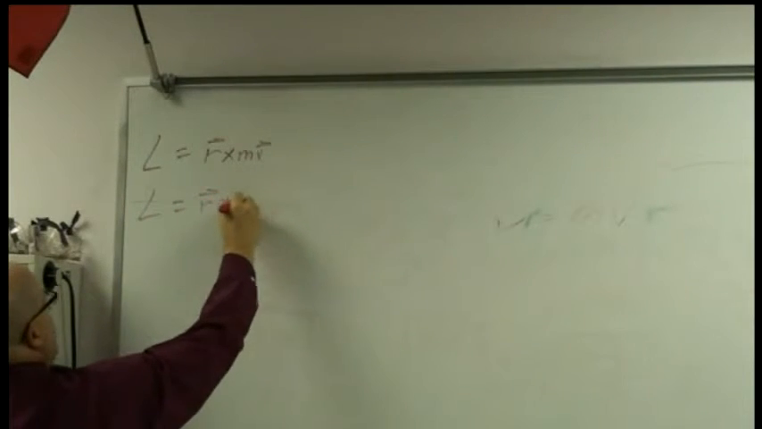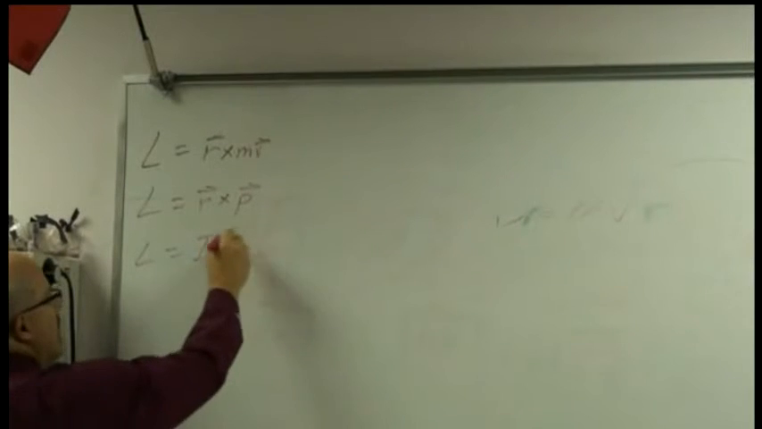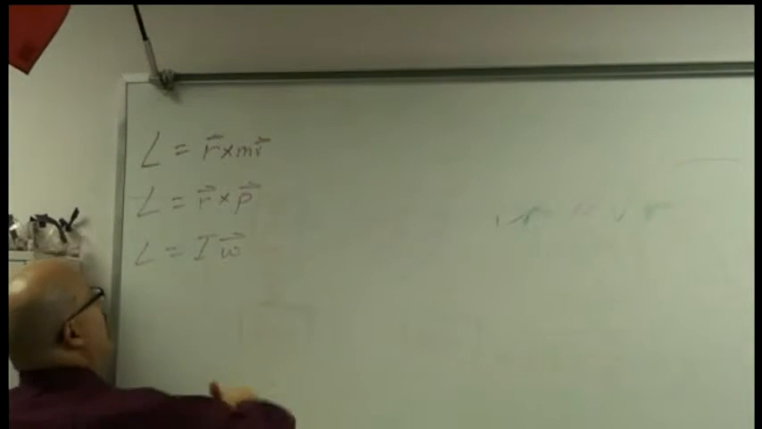I will rewrite them. L equals R cross MV. L equals R cross P. L equals I omega. Now, you see that we have three different ways to calculate this. Really, we have two ways. These are the same.